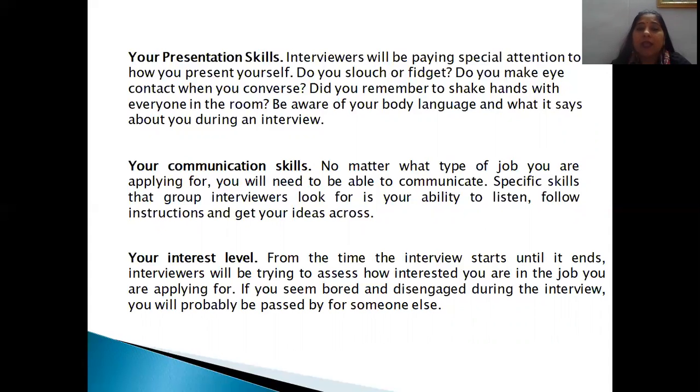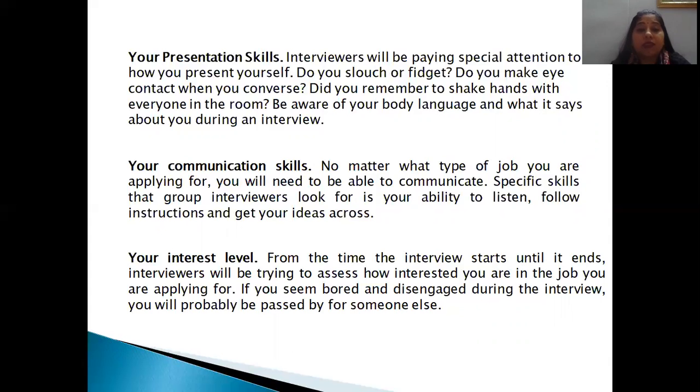Special skills that group interviews look for is the ability to listen. Because you're in a group, you must be an active listener. Follow instructions and get your ideas across. Whatever is in your mind, how you are putting your ideas across is again a skill, and so you need to work on that skill as well.